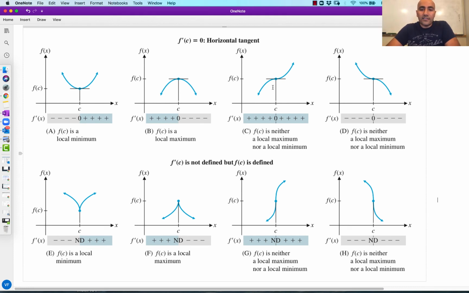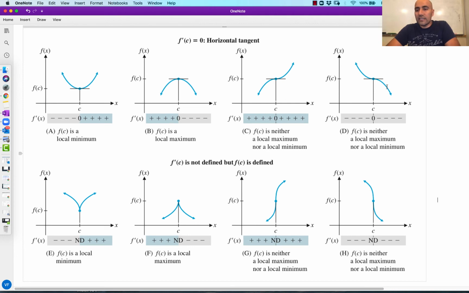Good. In this case, we have a case where f prime of c equals 0. So we have a horizontal tangent line. And then if we take a test point to the left of c, we find that the first derivative is positive. If we take a test point to the right of c, we find that the first derivative is also positive. And so what we have here is a case where the function is increasing on the entire interval. So therefore, f of c is neither a local maximum nor a local minimum.